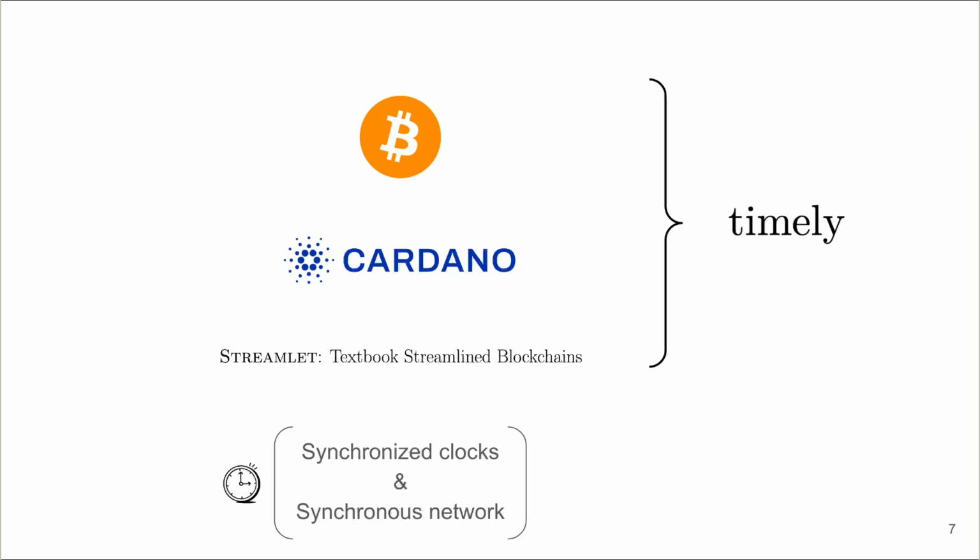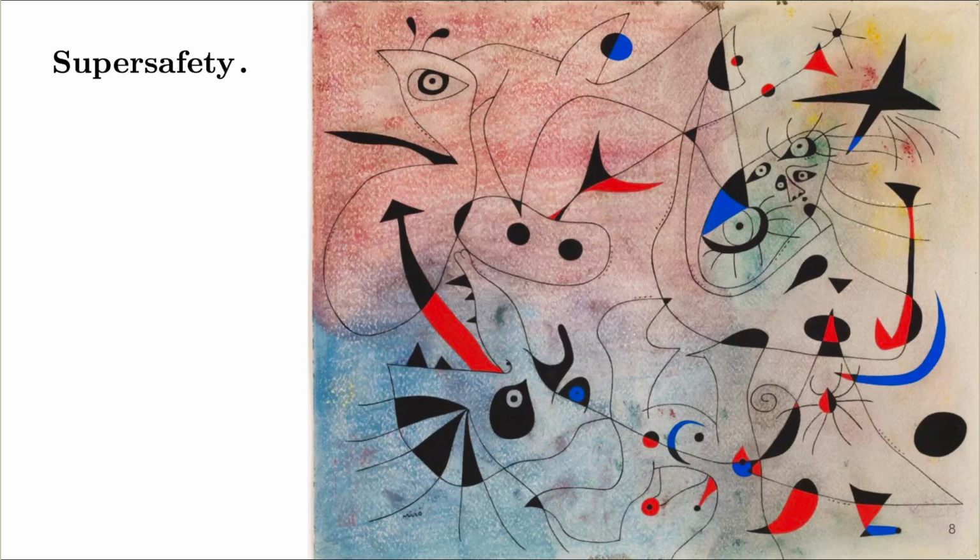However, before we do this, let's assume that we have timely blockchain protocols. And let's first explore a very interesting property that arises from timeliness. We call this property super safety. A blockchain protocol is super safe, has super safety, when all parties output the exact same chain, the exact same stable chain, at the exact same time.